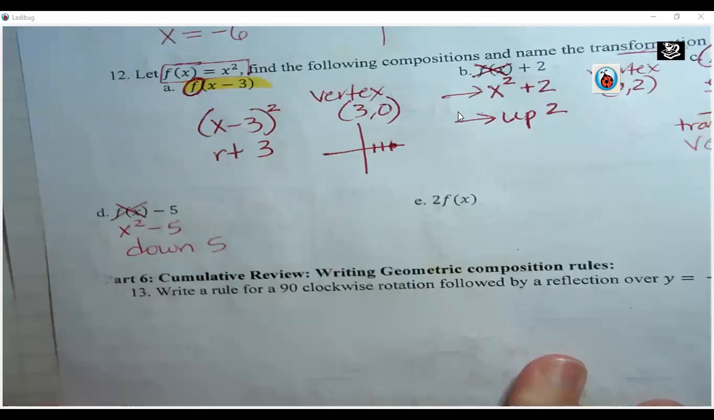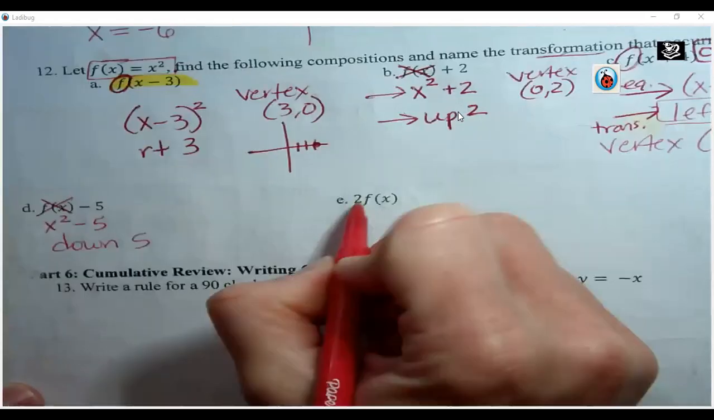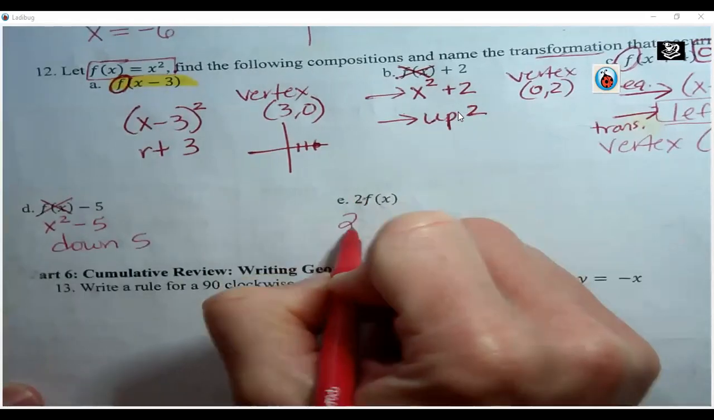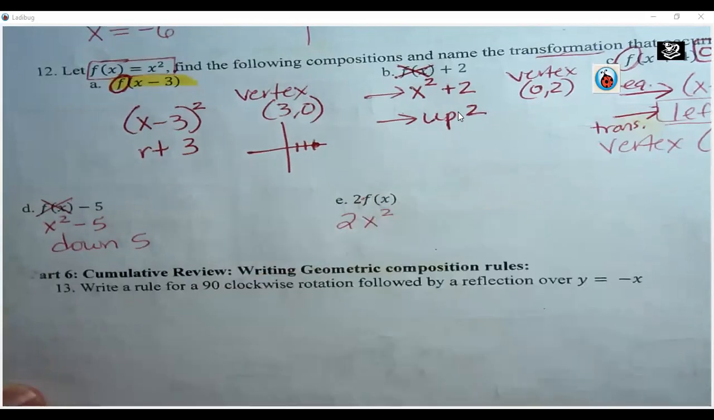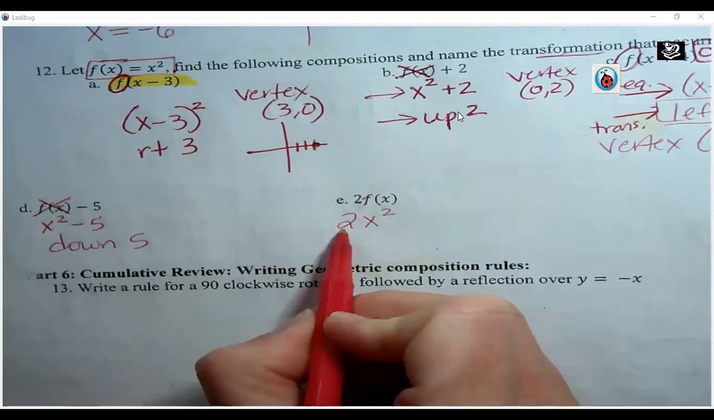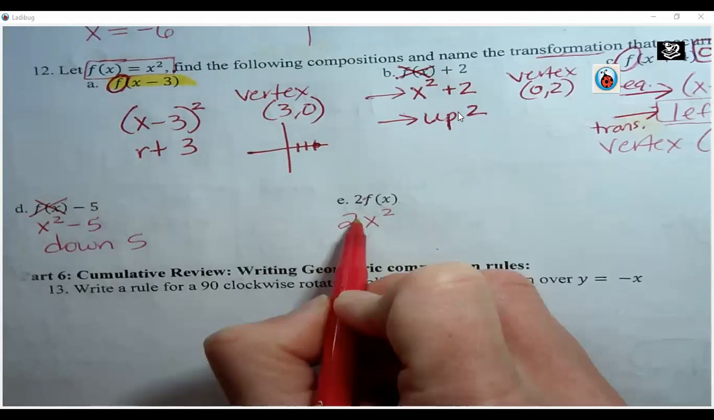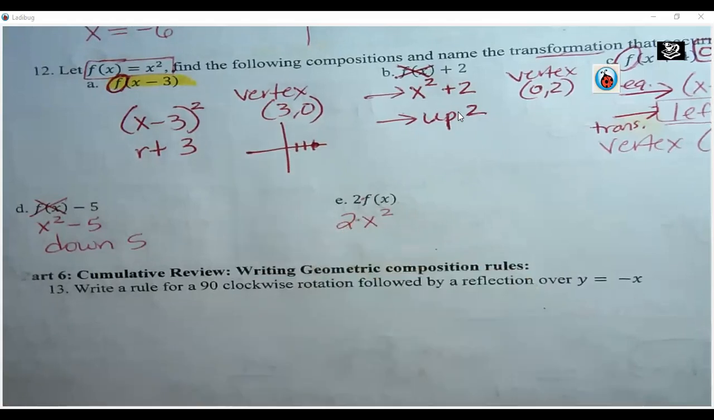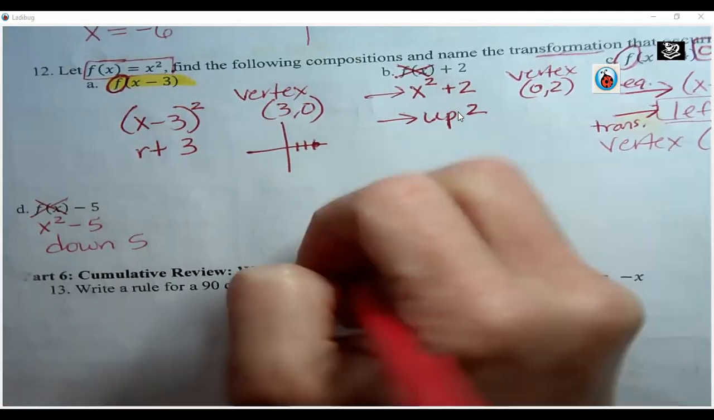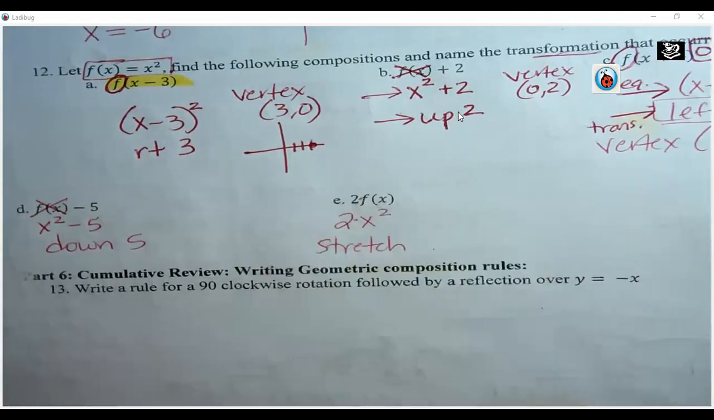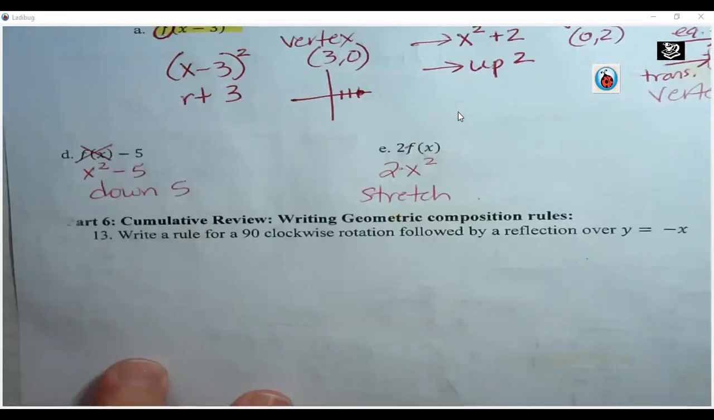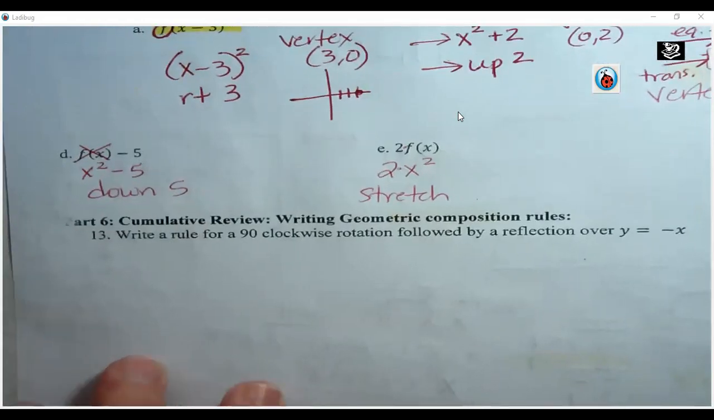Okay. For this one, the 2 is in front, which means it's being multiplied. So it's 2x squared. Does this move it left, right, up or down? No, because you're multiplying by it. It makes it stretch or shrink. Is it going to be a stretch or a shrink? Stretch. Okay.